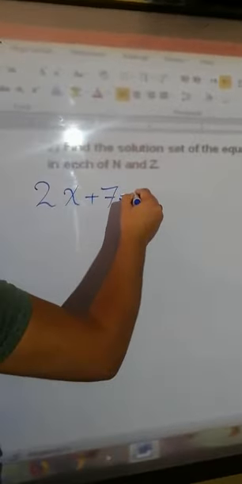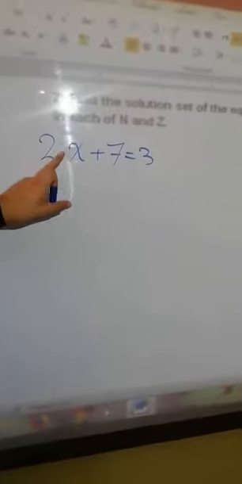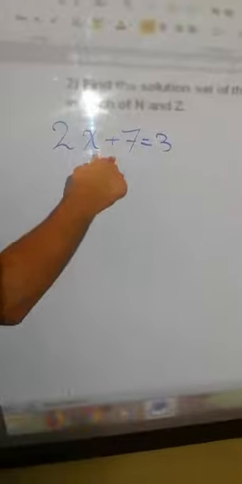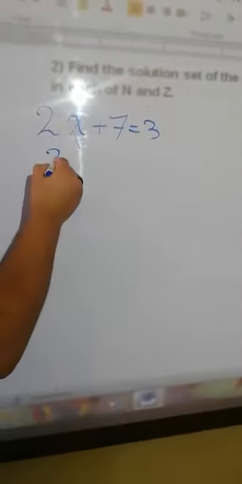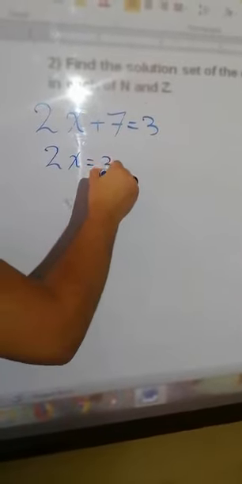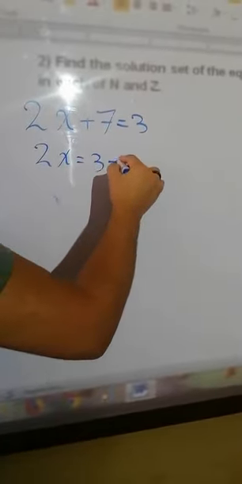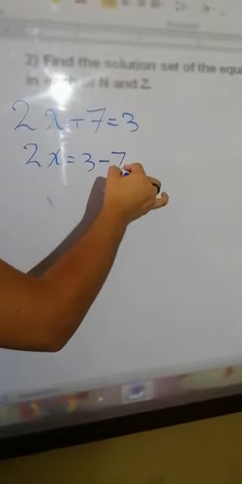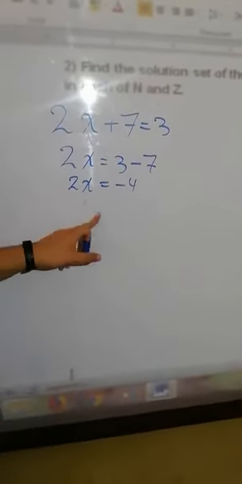You have here 2x plus 7 equals 3. Go first and find the value of x. Here x has times 2 and plus 7. Which number moves first? As we said, plus or minus moves to the second side first. So it will be 2x, here 3, and 7 will go to the second side. It's a plus, so it will go minus 7. So it will be 3 minus 7 equals negative 4. So 2x equals negative 4.